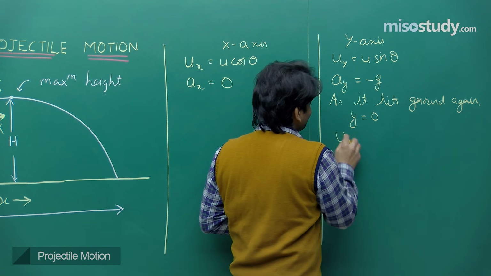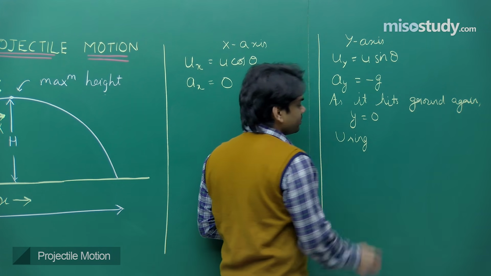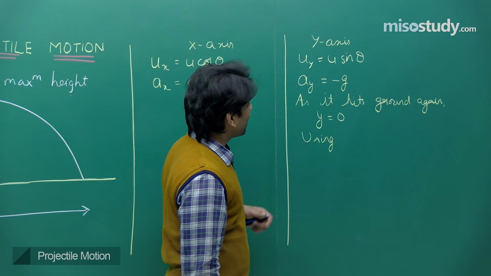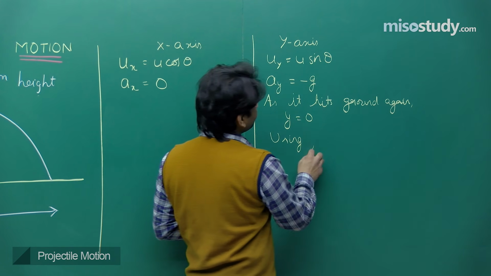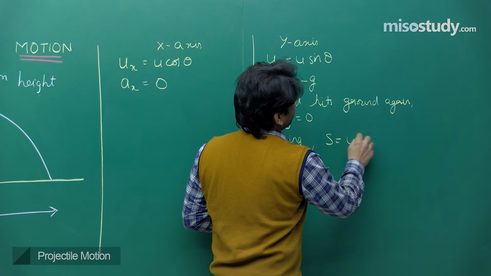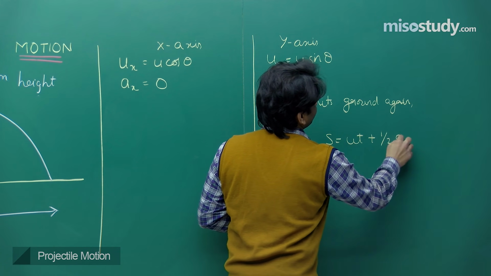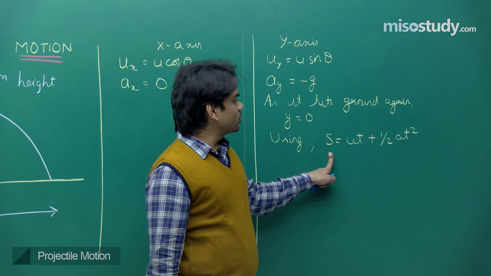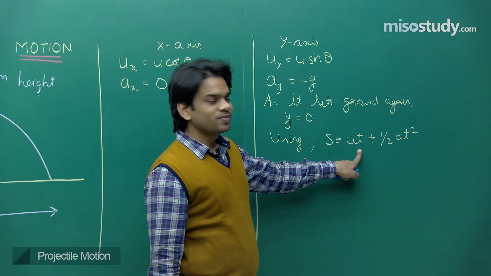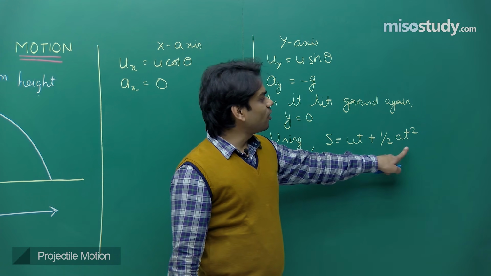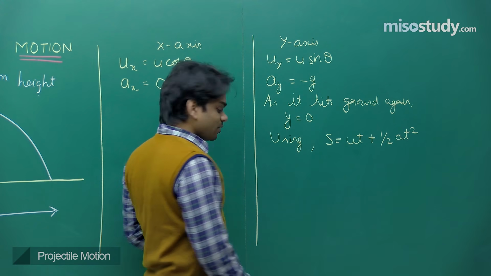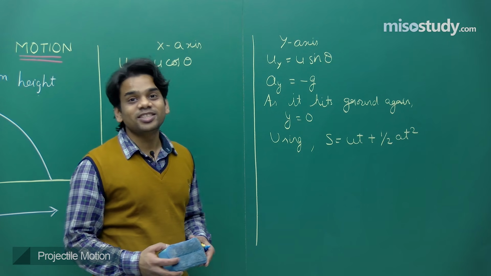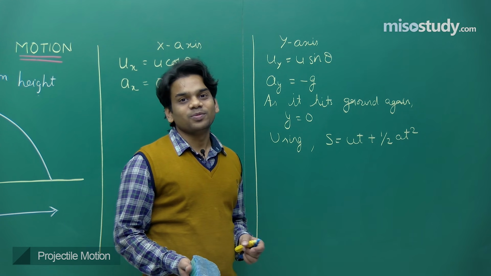So use s equal to ut plus half at square. s along y direction will come out to be 0. You know the value of initial velocity, you know the value of acceleration that is acting. So with this we can find out the value of time that it will take to reach finally the ground. Let us try to see that.